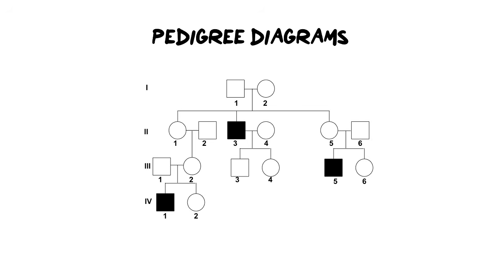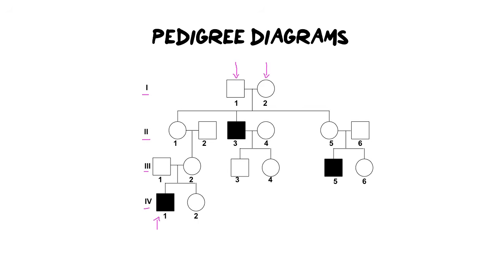In these family trees, they are often constructed with squares and circles. These squares represent males, and these circles represent females. Any of the individuals that are colored in often have the disorder or the trait that we are following in the family. You'll also notice that running alongside are Roman numerals, and these represent the generations.